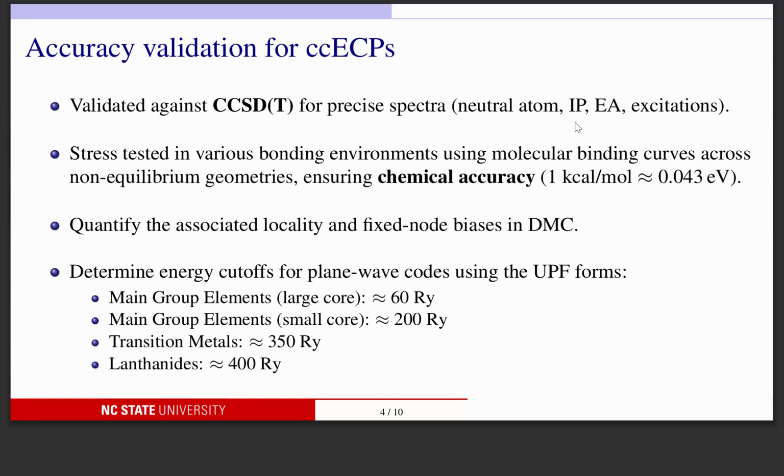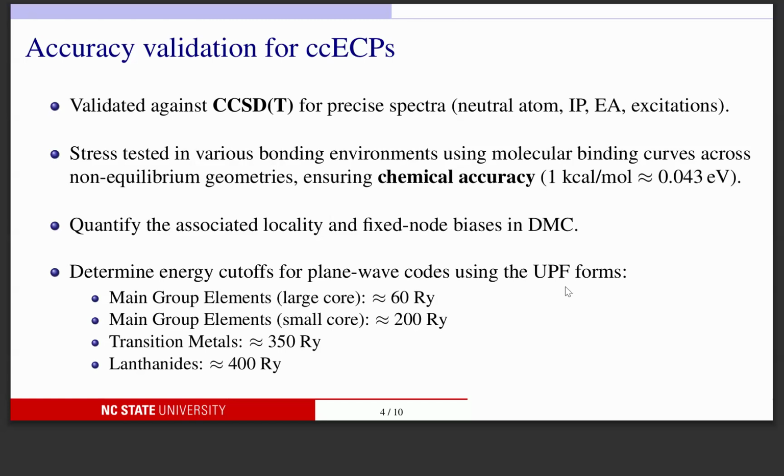And we don't stop there. We stress test the transferability through binding energy curves across non-equilibrium configurations. This ensures the pseudopotentials retain fidelity even in strongly correlated and distorted environments. The second type of transferability, which I mean, is ensuring that the Kleinman-Bylander form of the CCECP, which is required for plane wave codes, reproduces the accuracy of our reference semi-local potential.